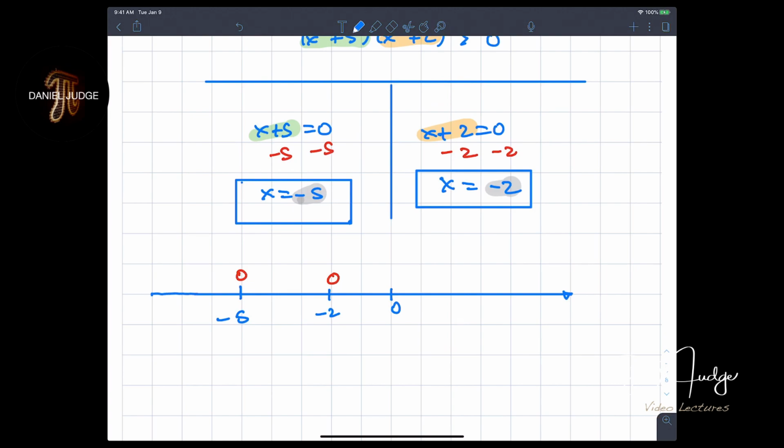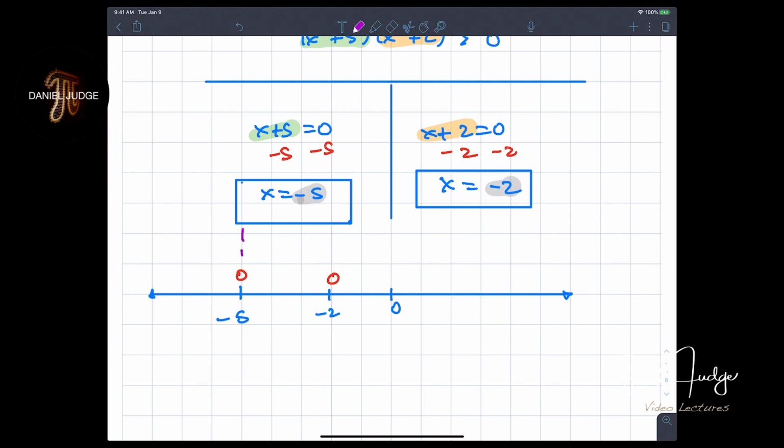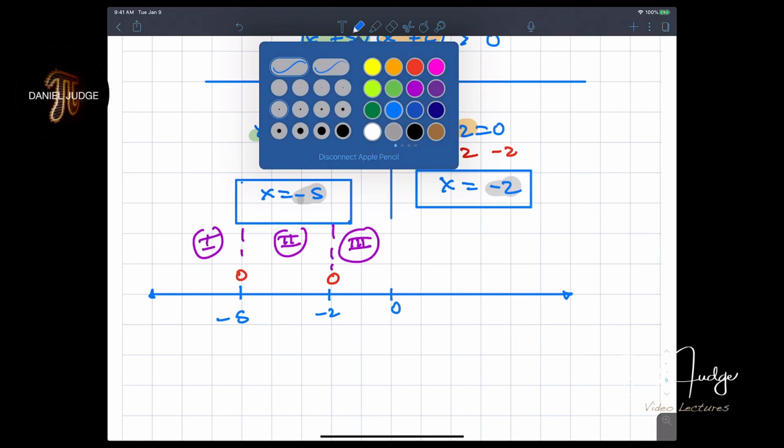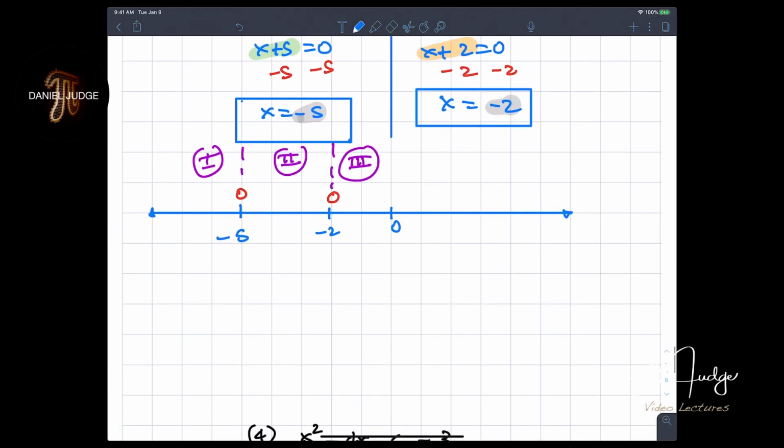Trying to extend it. There we go. And like I said, I usually put it in purple here for your regions. Region 1, Region 2, and Region 3. So remember, we want to test the product, and the product is going to be x plus 5 times x plus 2.